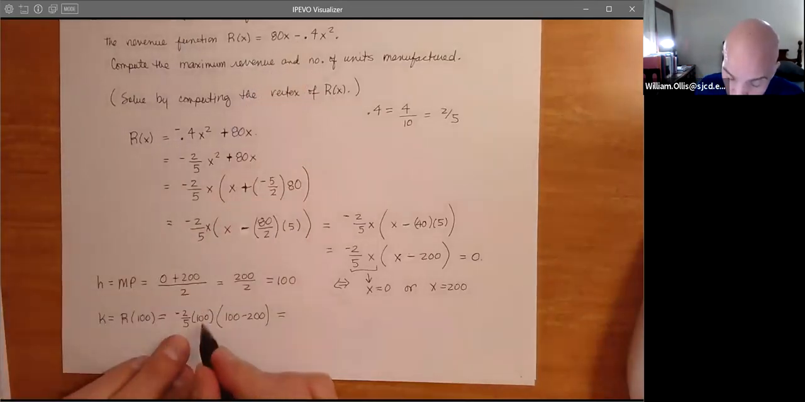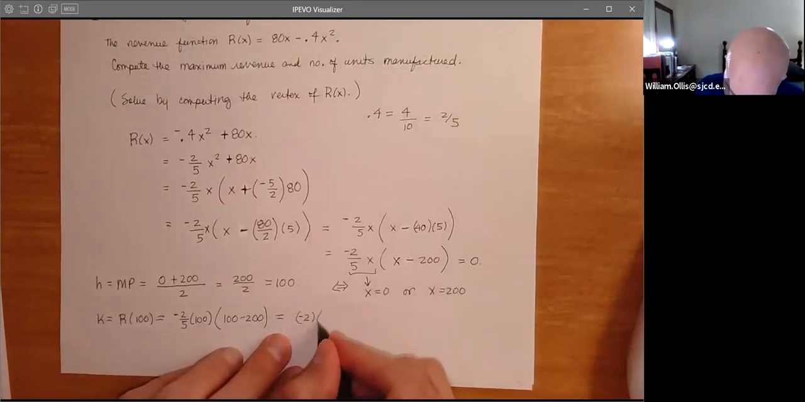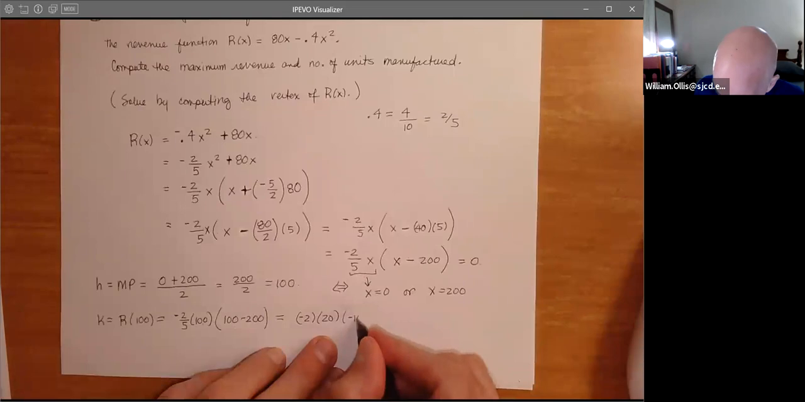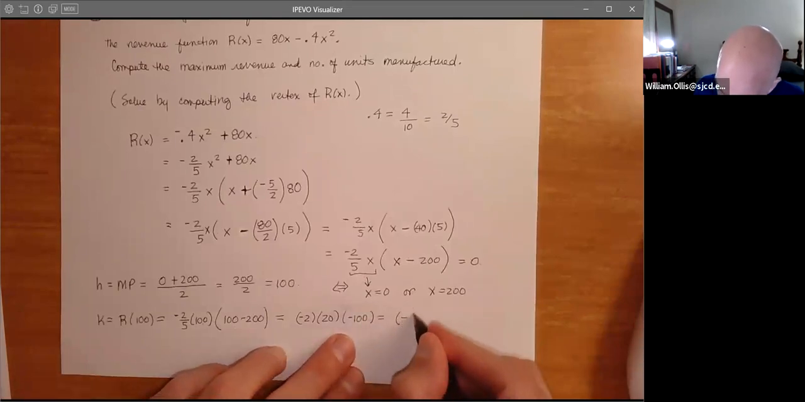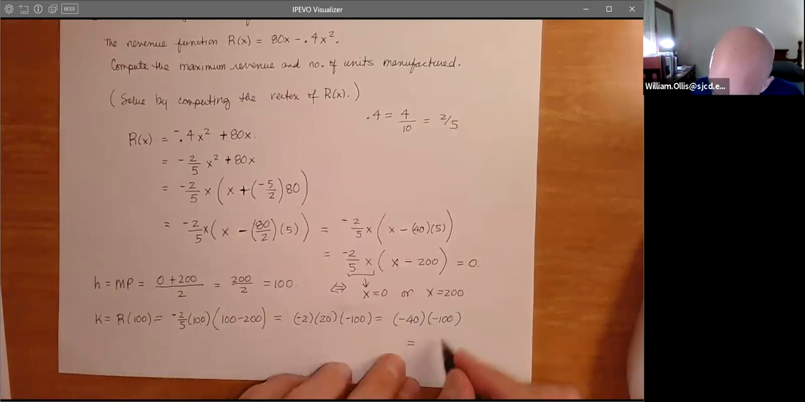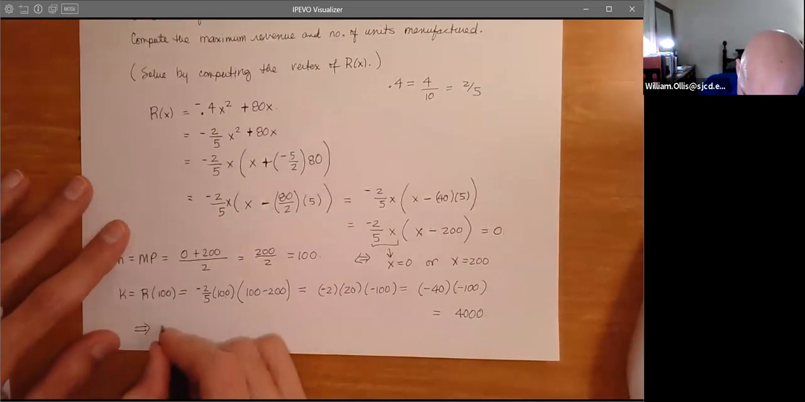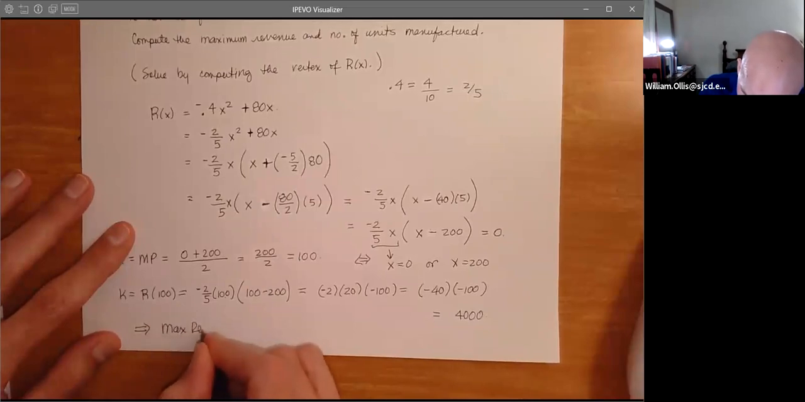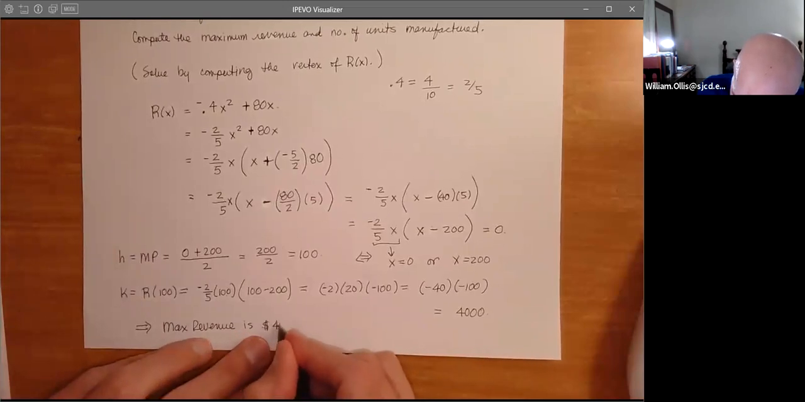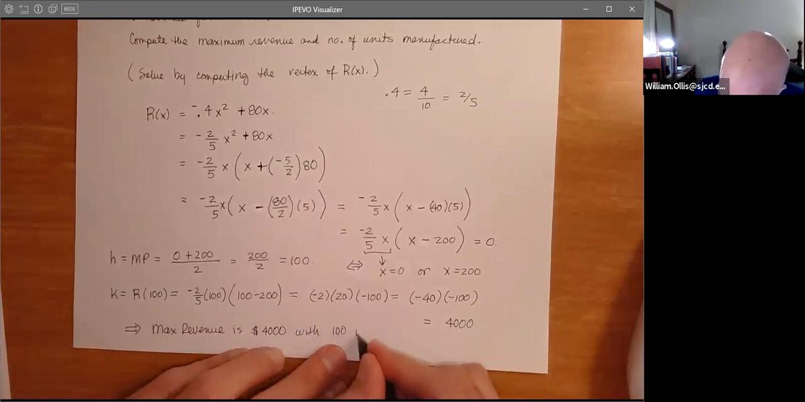And so now 5 will divide the 100 20 times. So we get -2 times 20 times a -100. So this gives us a -40 times -100, negative times a negative, 4,000. So this implies max revenue is 4,000 with 100 units manufactured.